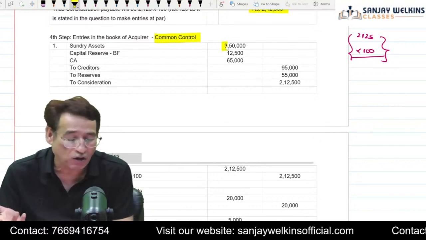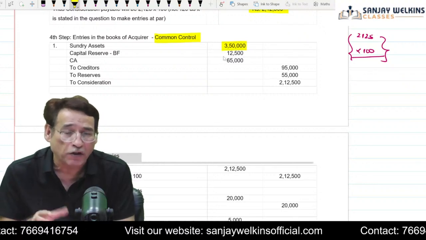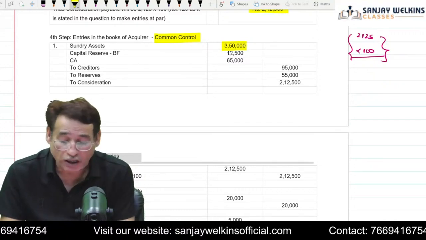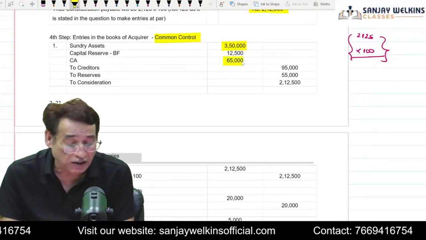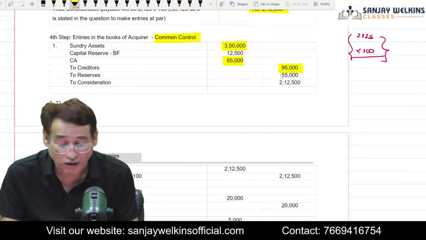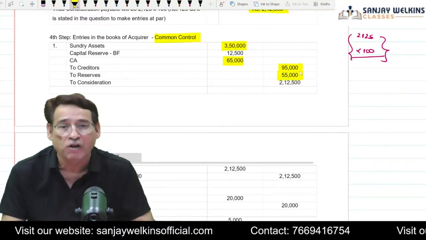Only thing is that all the assets and liabilities will be written at book value, and the difference will be debited or credited to capital reserve only. Correct? So sundry assets we have taken. Then I will write current assets which we have taken over. Then I am going to write creditors which we have taken over. Then in this case, now I will write reserves also.